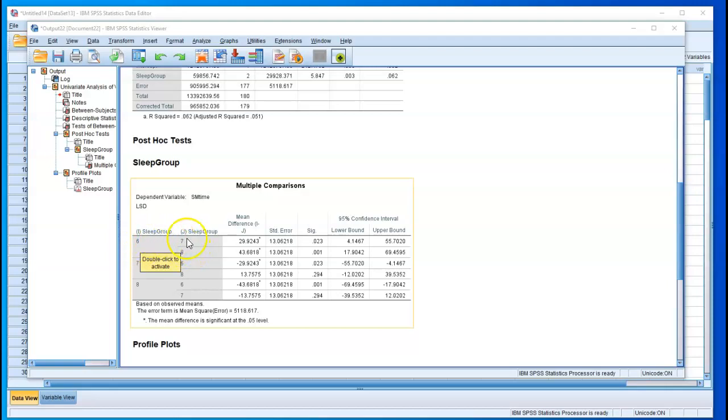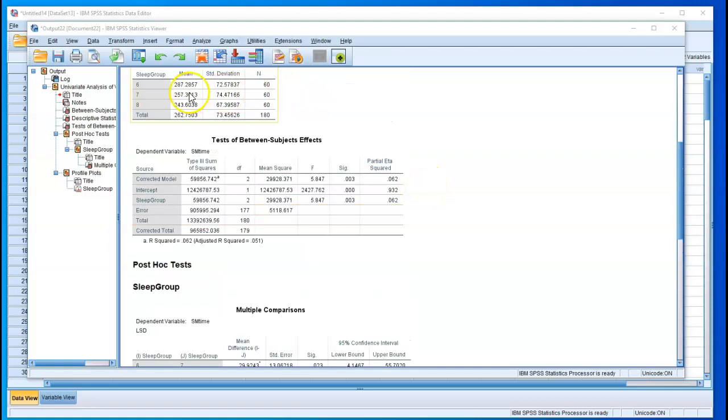When you compare those two groups, the difference between those means is 29.92 with a p of 0.023. That shows us that the difference between these two groups is probably not due to sampling error. The data are not consistent with the null hypothesis. And if we go back and look at our means, we can see that group 6 used social media more than group 7, right? That sleep deprivation was associated with, or led to, more social media use in that group.